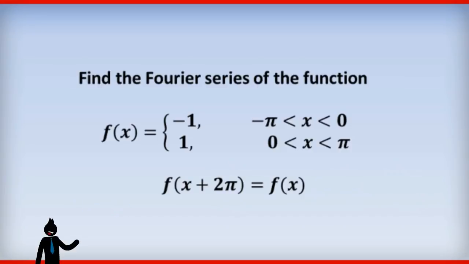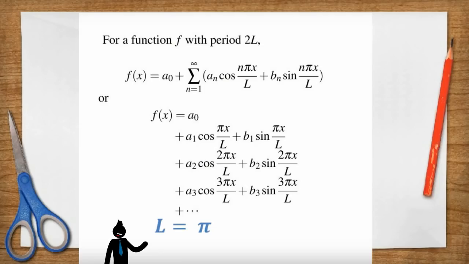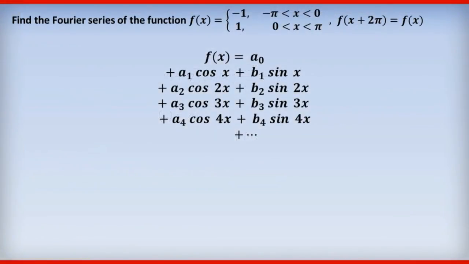So here's the generalized Fourier series formula that we had up before, but we now know that L = π. So let's go ahead and put L = π into that. And so now we have a Fourier series for the specific situation where the function has a period of 2π. Now we have to work out the A's and the B's.